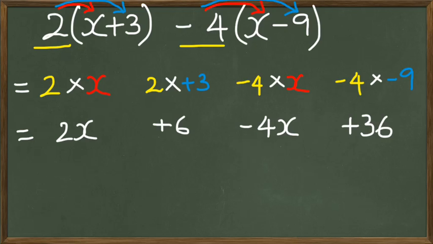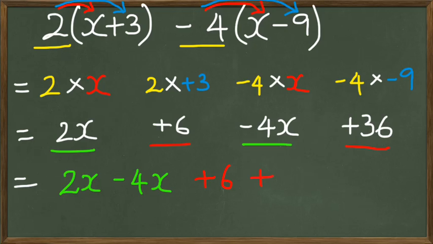Now, like terms. 2x minus 4x, and 6 and 36 together, which means we're going to get 2x minus 4x plus 6 and plus 36. So the final answer is negative 2x plus 42.